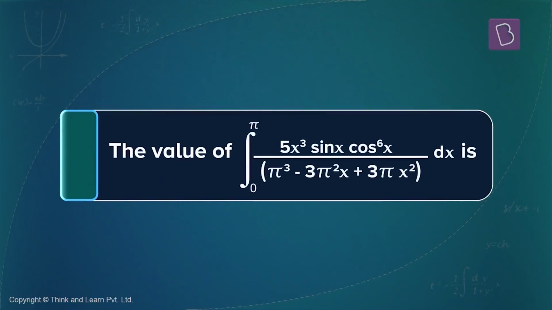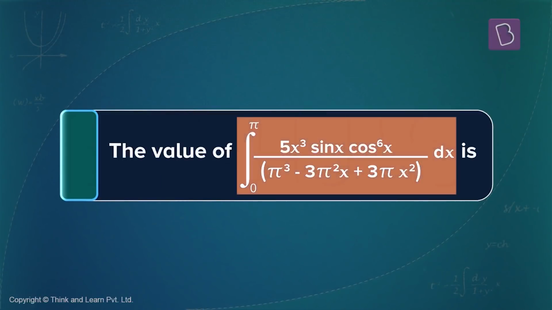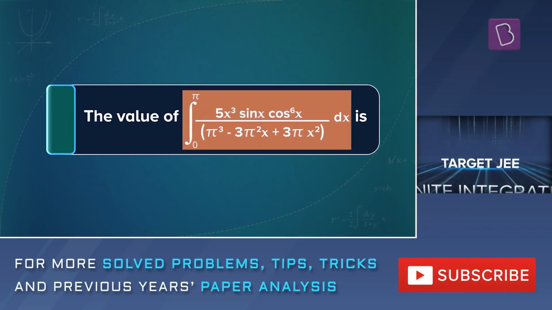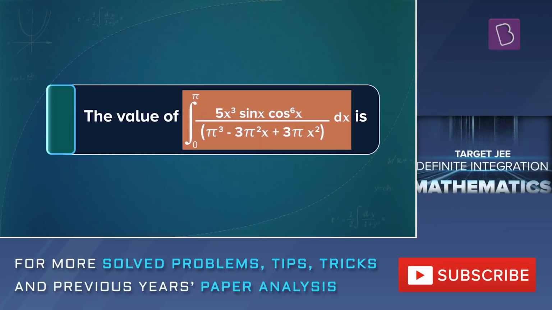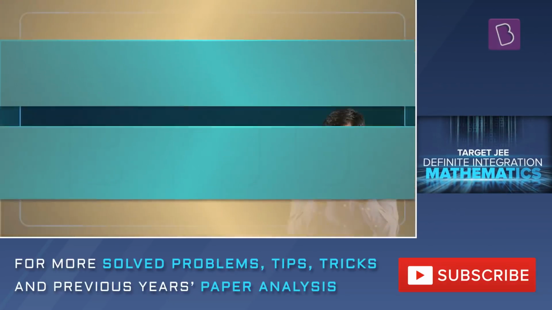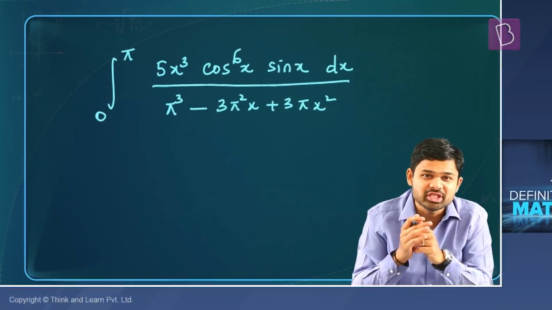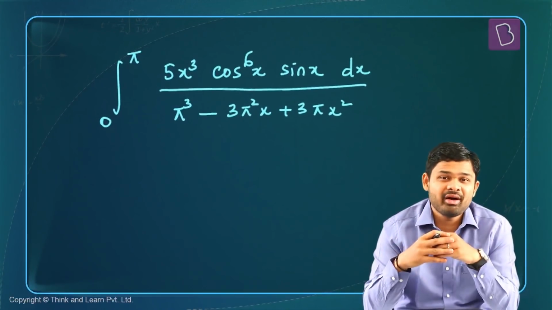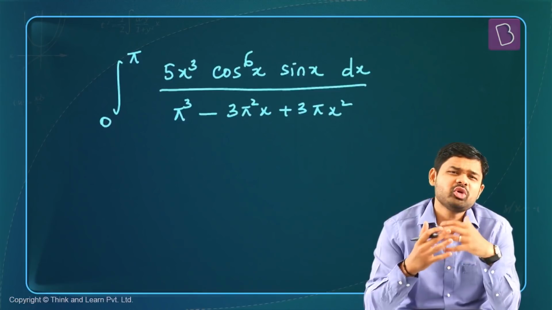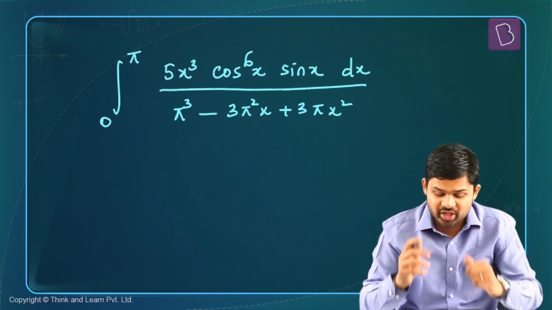Now in this question, the objective is to find the integral from 0 to pi of 5x cubed cos to the power 6x sin x dx divided by pi cubed minus 3 pi squared x plus 3 pi x squared. Now this seems like a monstrous question, doesn't it? You have a product of 3 functions in the numerator and a complex looking expression in the denominator. So how do you go forward and solve this particular question?